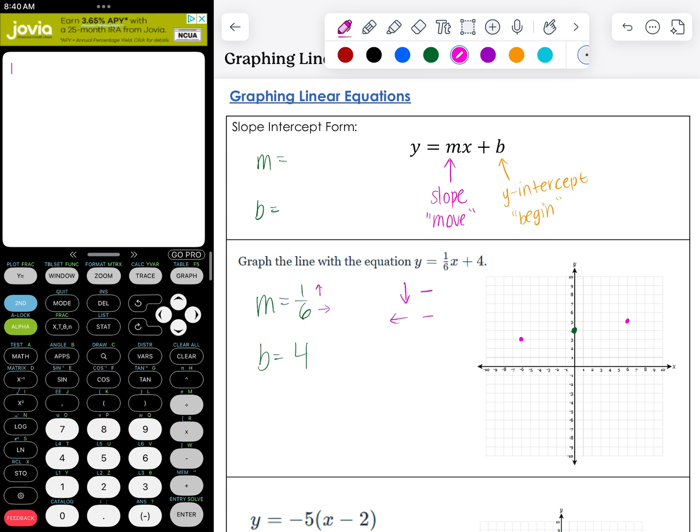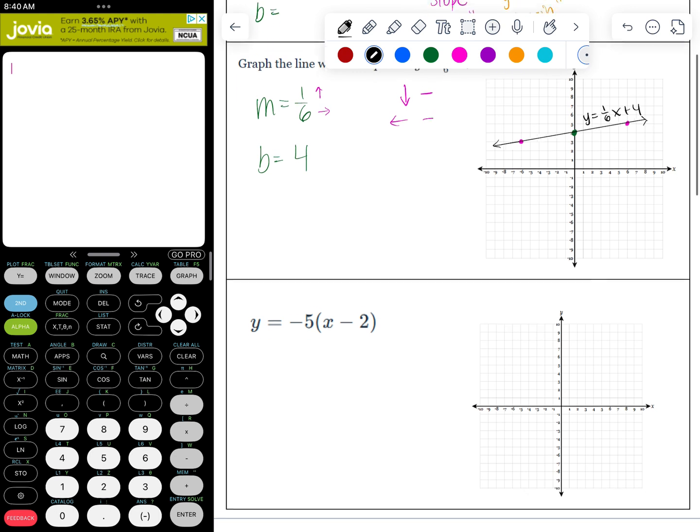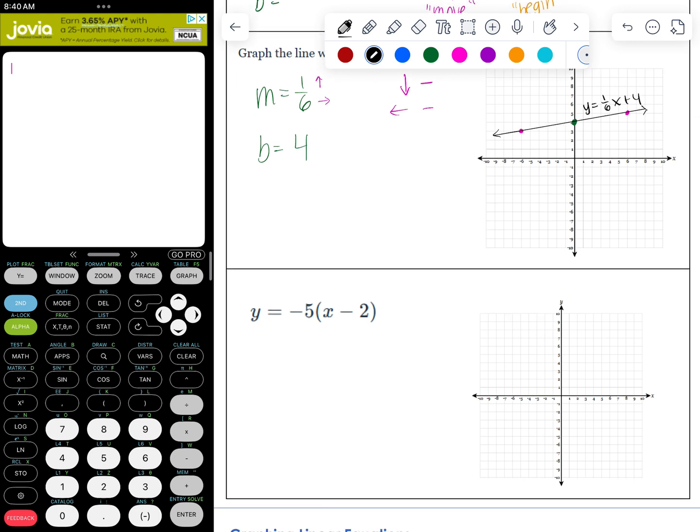Now, I am going to remind you that you need to use a straight edge when you are connecting your points. Okay? So I'm going to draw a line. I need to make sure you put arrows at the end of it, signifying that the line is going on forever. And then we are going to write the equation of this line along the side of it. And that's it. Let's take a look at another one that's not quite in that slope-intercept form.